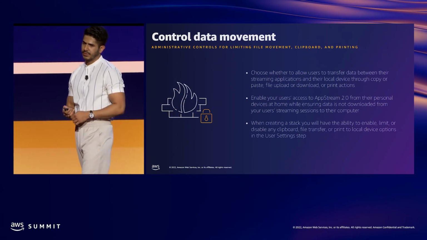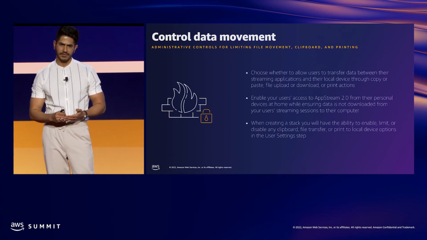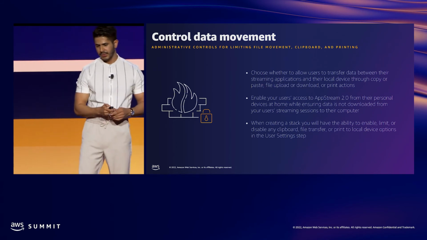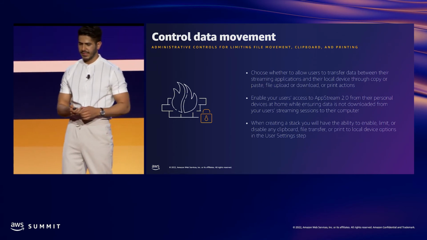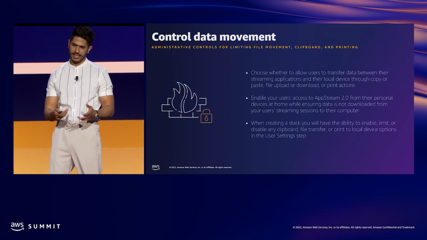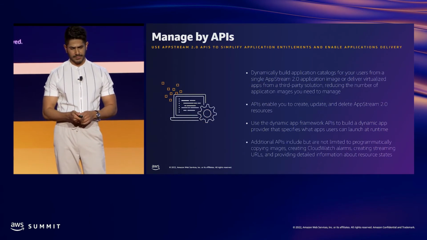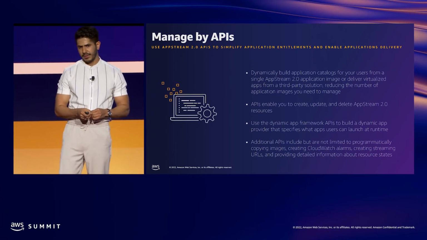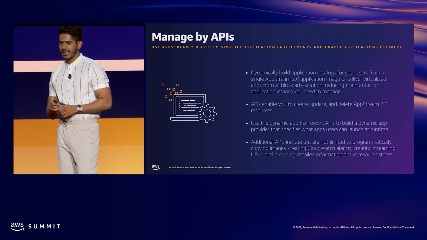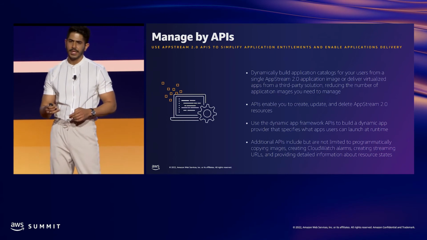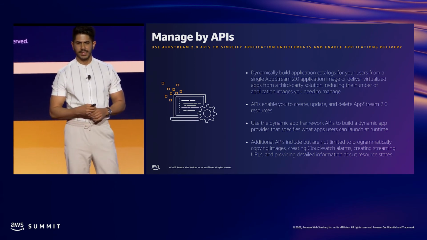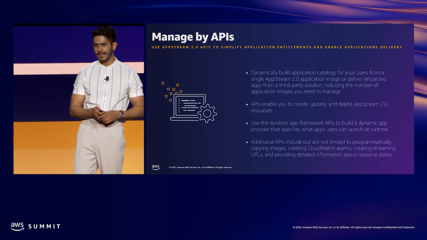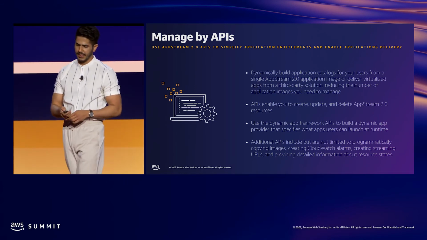Administrators are able to control if a user can copy and paste data, if they can upload and download data from the instance to the local machine. So there's a lot of flexibility for administrators to actually control the end user session. AppStream allows administrators to configure their fleet instances and even maintain them using API calls. So with AWS CLI tools and AWS SDKs that administrators use on their own local machines, they can manage AppStream resources using APIs.